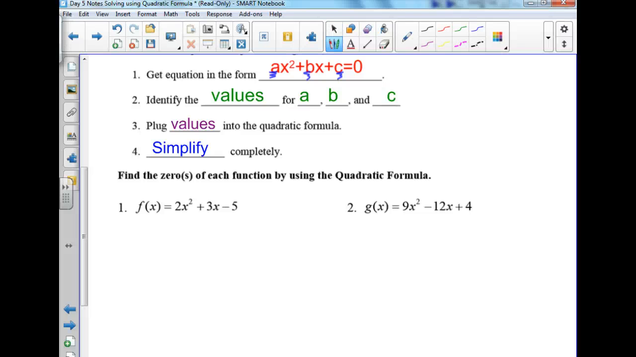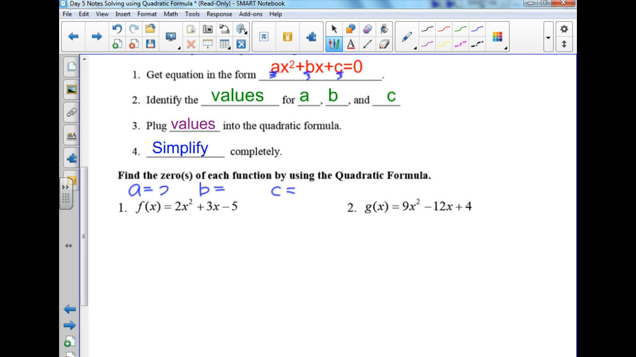First thing, is it in standard form? Is everything on one side of the equation? Yes. So then we want to identify the values. So we want to say what is A, what is B, and what is C. So what does A equal? Just the 2.